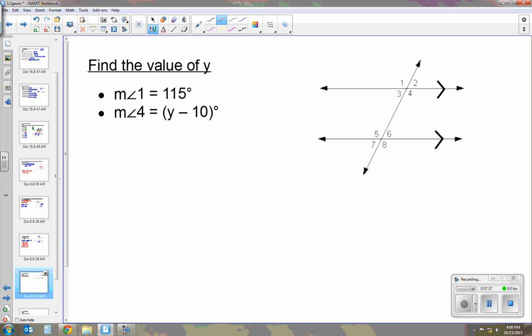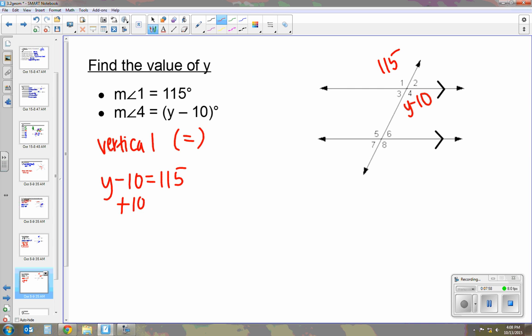I have one more for you. Once again, we're going to label the picture. The measure of angle 1 is 115. Angle 4 is y minus 10. 1 and 4 are vertical angles. We know vertical angles are equal. So we're going to set y minus 10 equals 115. Solve for y.